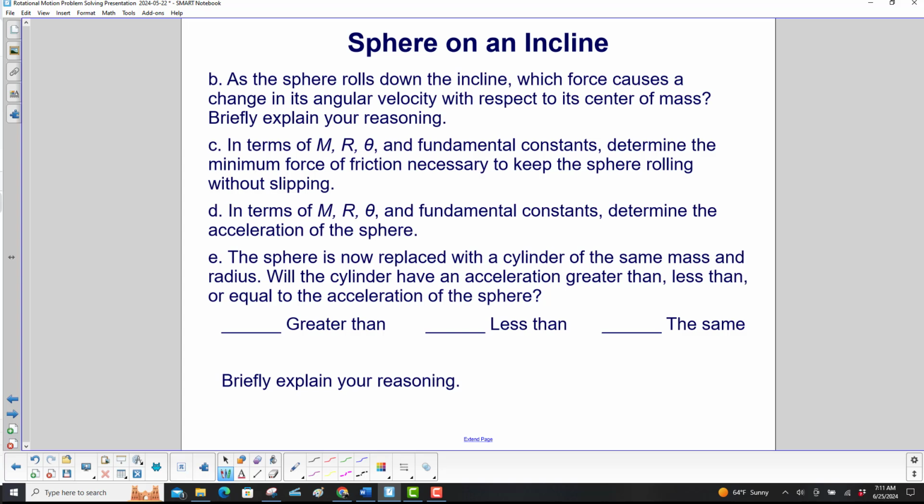Part E. The sphere is now replaced with a cylinder of the same mass and radius. Will the cylinder have an acceleration greater than, less than, or equal to the acceleration of the sphere? And you can choose one of the three there, and briefly explain your reasoning.